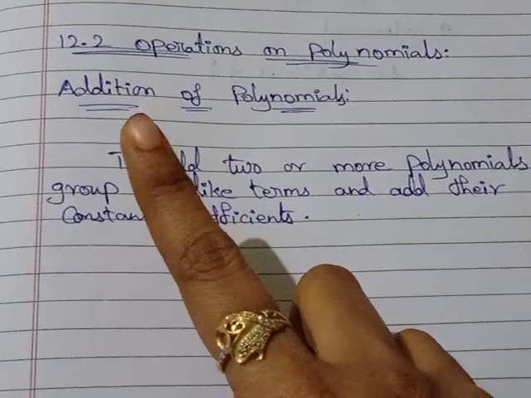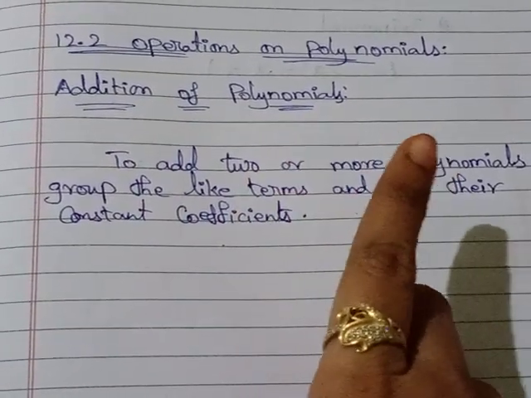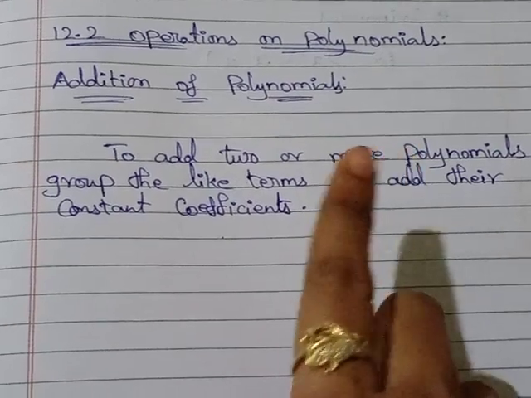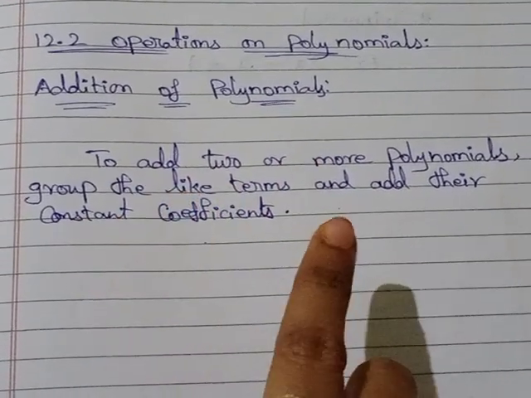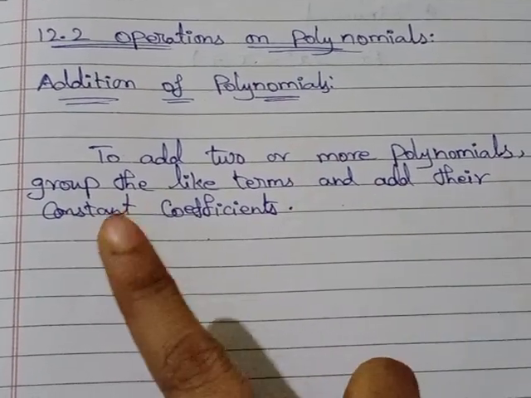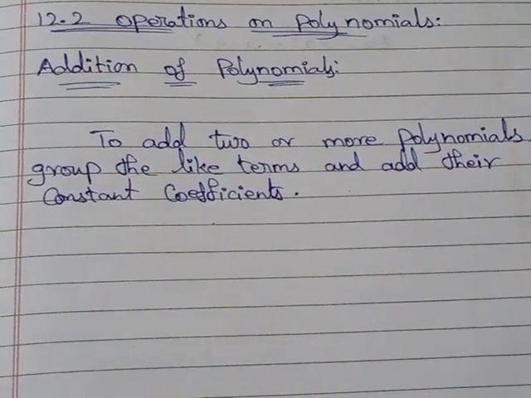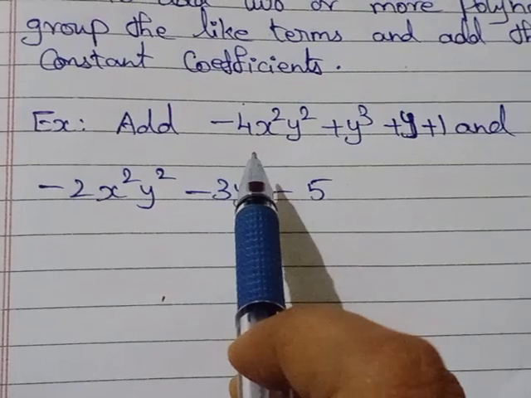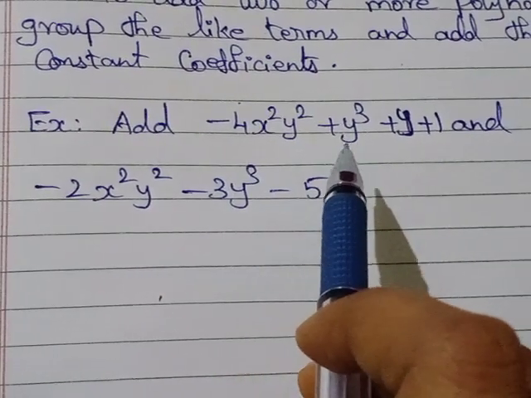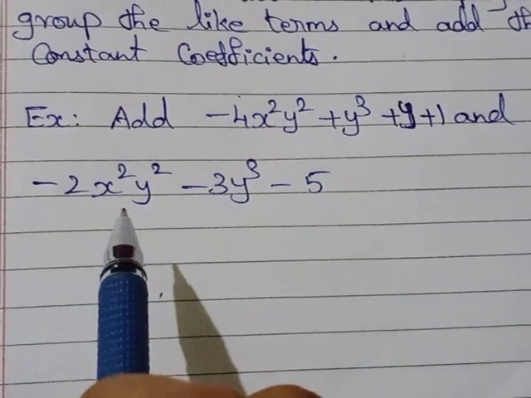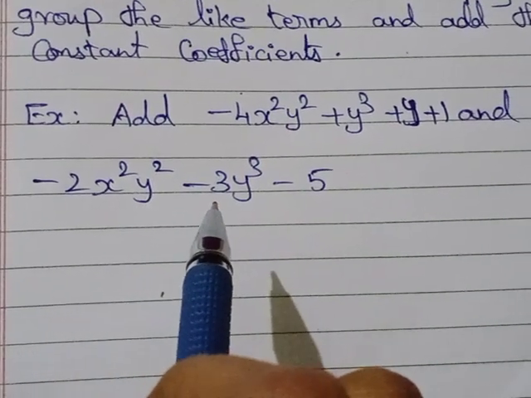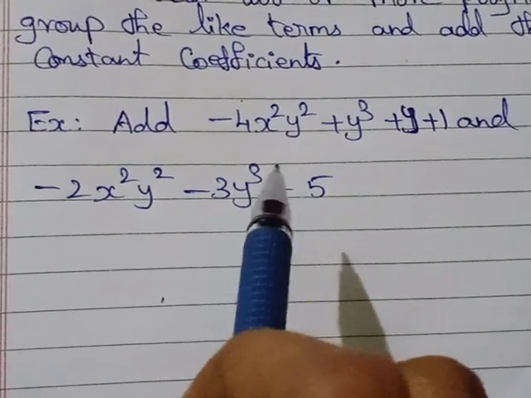Next topic is 12.2, operations on polynomials. The first one is addition of polynomials. To add 2 or more polynomials, group the like terms and add their coefficients. Example: add negative 4x squared y squared plus y cubed plus y plus 1 and negative 2x squared y squared negative 3y cubed negative 5.